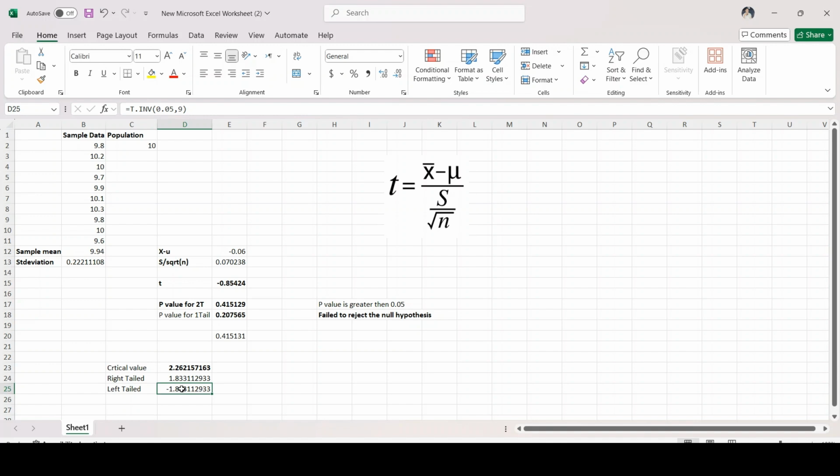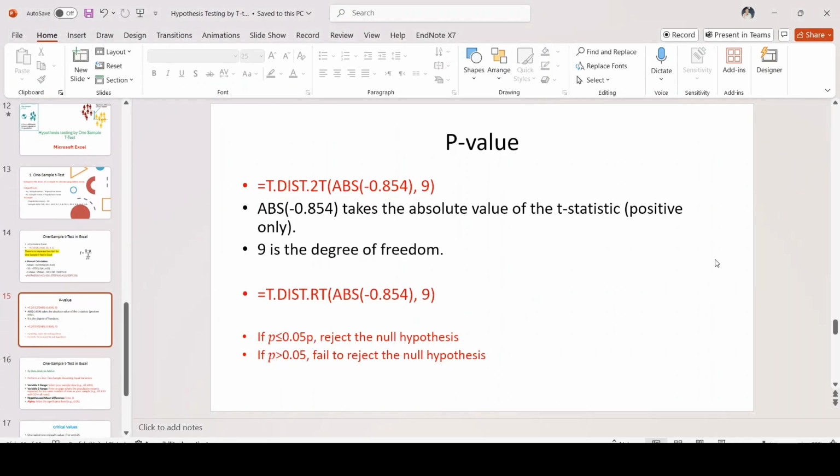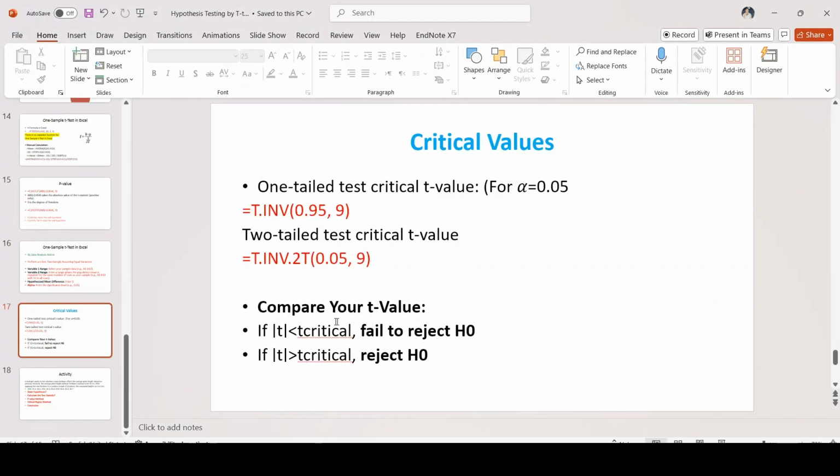That means the value doesn't fall in the critical regions, so we can say fail to reject the null hypothesis, right? As I mentioned, compare your t value: if it is greater, you can reject, but it is not greater, it is less than 2.2. Your t value is actually minus 0.85, so the value is in between, not in the critical region. So we can say fail to reject the null hypothesis, right?